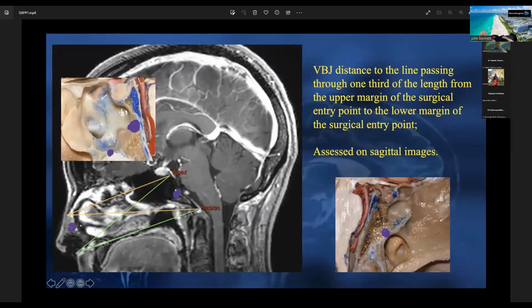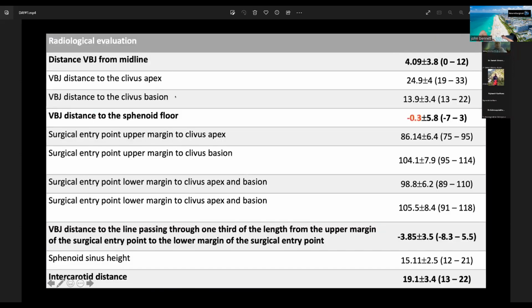And in most cases, that was found on a line that is one third of the distance between the superior and inferior line, like that. That point correlated with the floor of the sphenoid sinus, and we looked at its relationship. So these are the important figures. What you can see in this figure is the distance from the sphenoid floor. There is variation, but it is a good landmark.